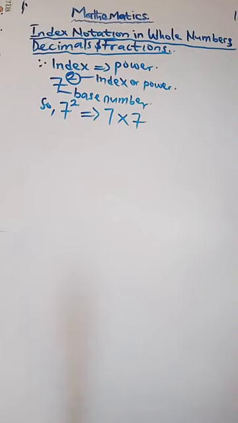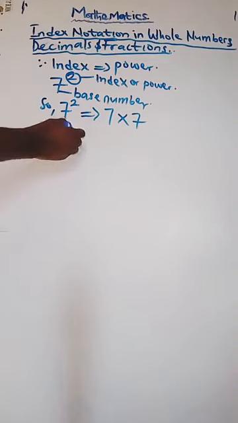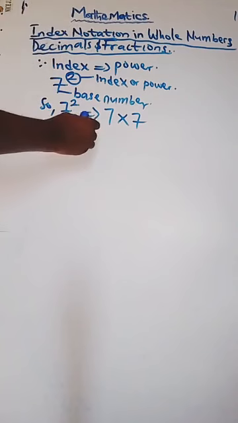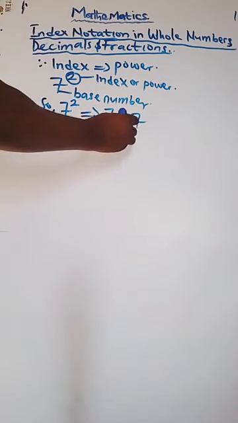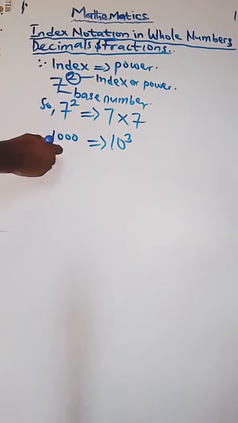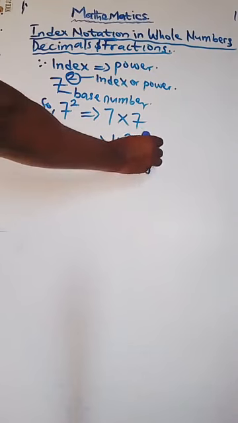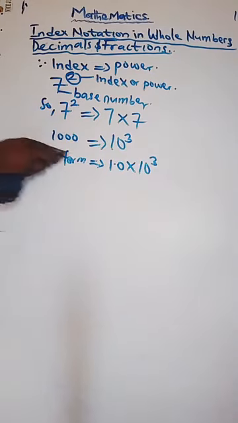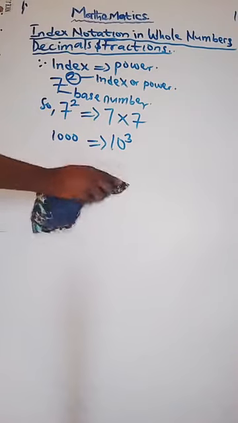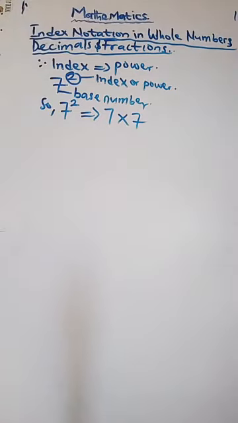And don't mistake index notation for standard index form. They are different concepts. Let's say you have 1000. If you want to write 1000 in index notation, it is 10 raised to power 3. But if you want to write it in standard index form, it will be 1.0 times 10 raised to power 3. This is a discussion for another day. So they are different concepts. Let's look at other information you need to understand under the index notation.